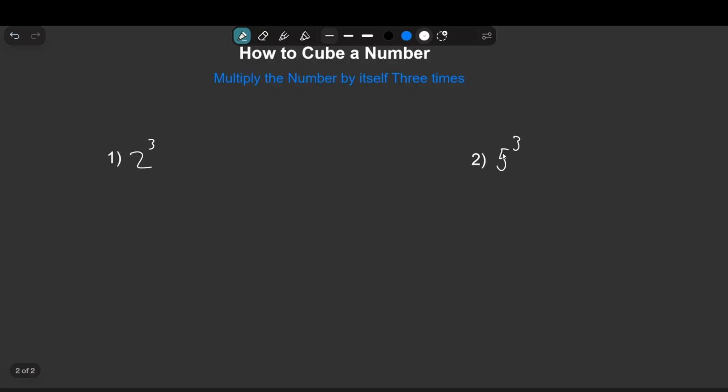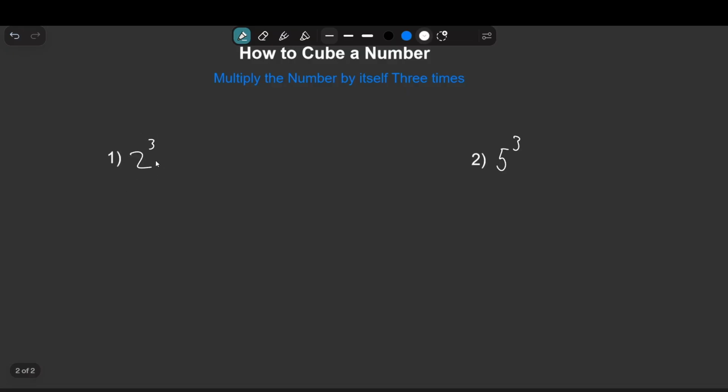So, whenever we see an exponent of 3, we are cubing a number, and we can say that number cubed. For example, number 1, we can say 2 cubed. And for number 2, 5 cubed. So, let's start showing you guys how to cube the number.